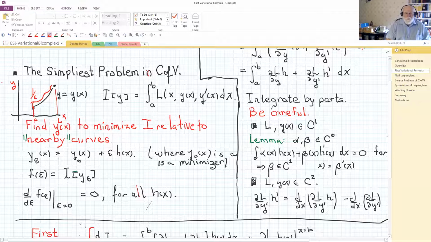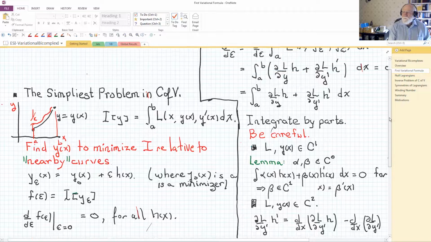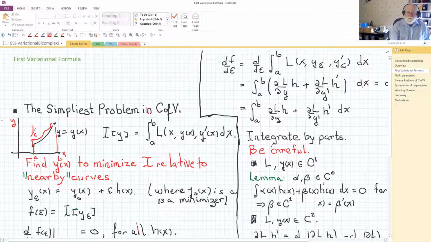Okay. And then we're just going to use elementary calculus to view this expression I of y as a function of epsilon. Then we use the standard test for a minimum, that the derivative of a function of epsilon should be equal to 0 if we're at a critical point. So here's our function of epsilon. It's this expression right here. It's the Lagrangian evaluated at our moved curve or deformed curve. And we have to differentiate this with respect to epsilon.